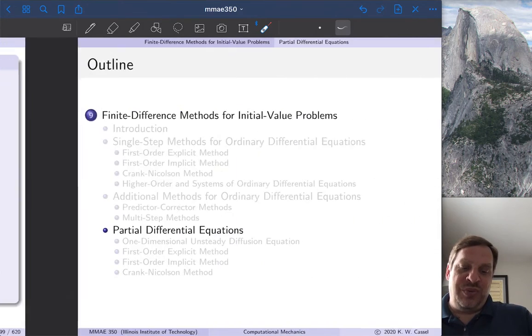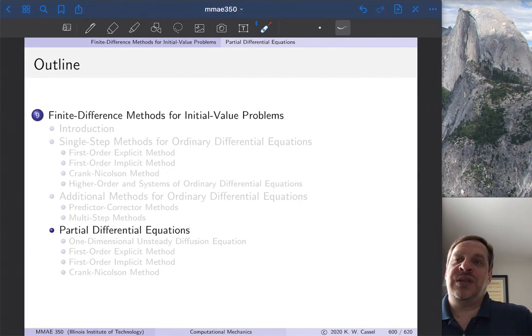All right, so from now we'll pick up, and we're not going to spend a lot of time on PDEs for initial value problems, but I just want to give you a sense for how these three techniques that we've emphasized, first order explicit, first order implicit, and Crank-Nicolson methods, extend to PDEs. We'll do that in the next videos.